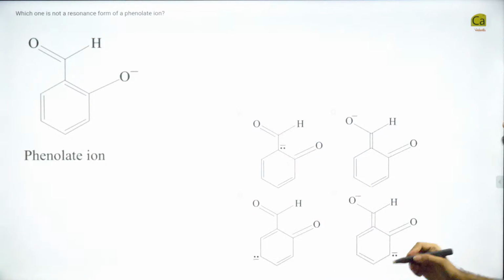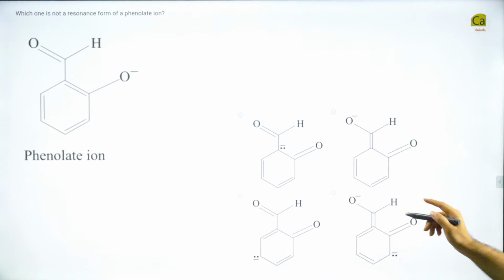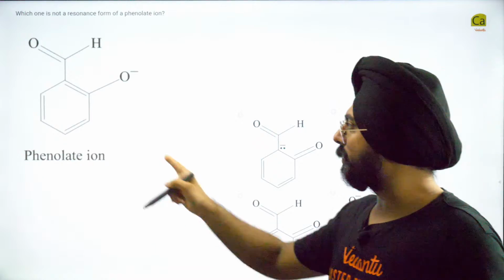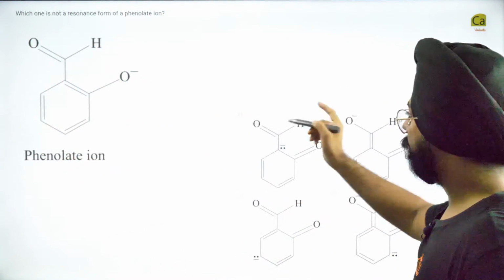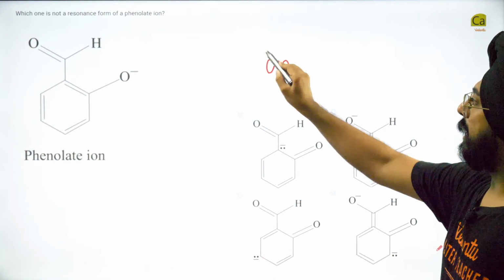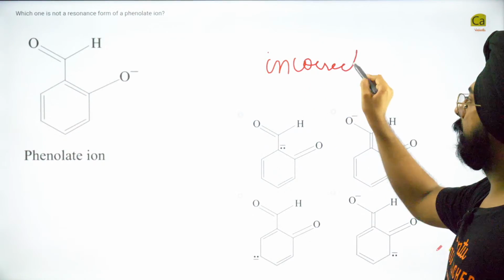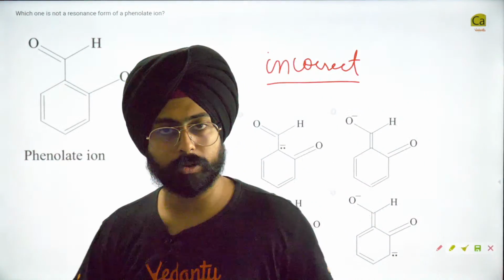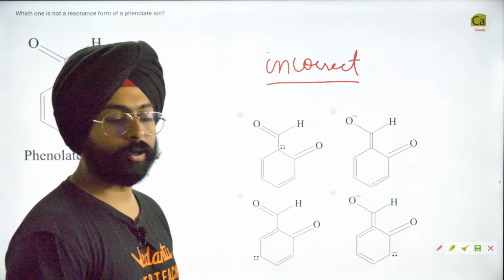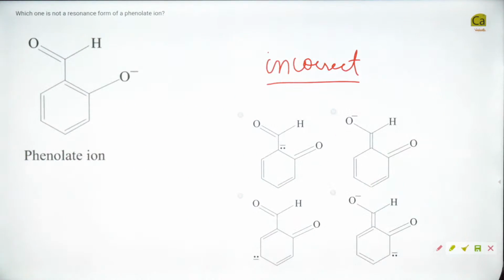Which one of these is not a resonating form of the phenolate ion? Basically, this is some ion that is given. You have to tell me which one of these is the incorrect resonating structure. Just look at it carefully, you will give me the answer.